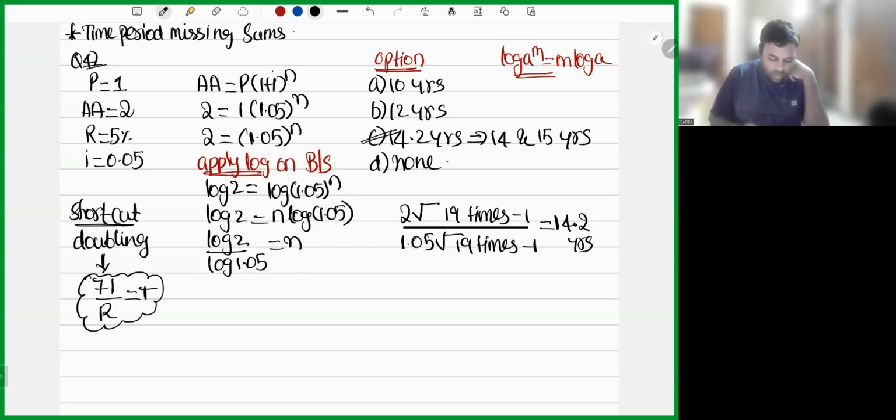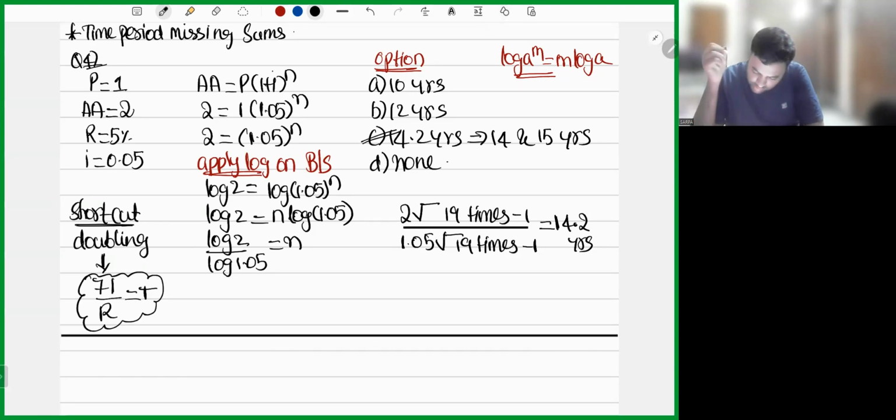So what is 71 by R? You will simply do 71 divided by 5. Don't press percentage. 71 divided by 5 will give you 14.2 years. So I hope question number 4 is fine, my dear friends.